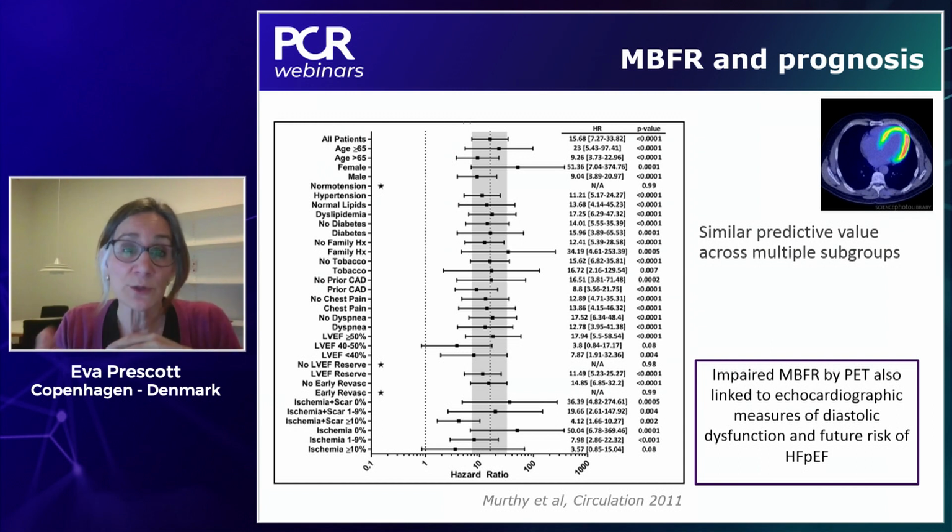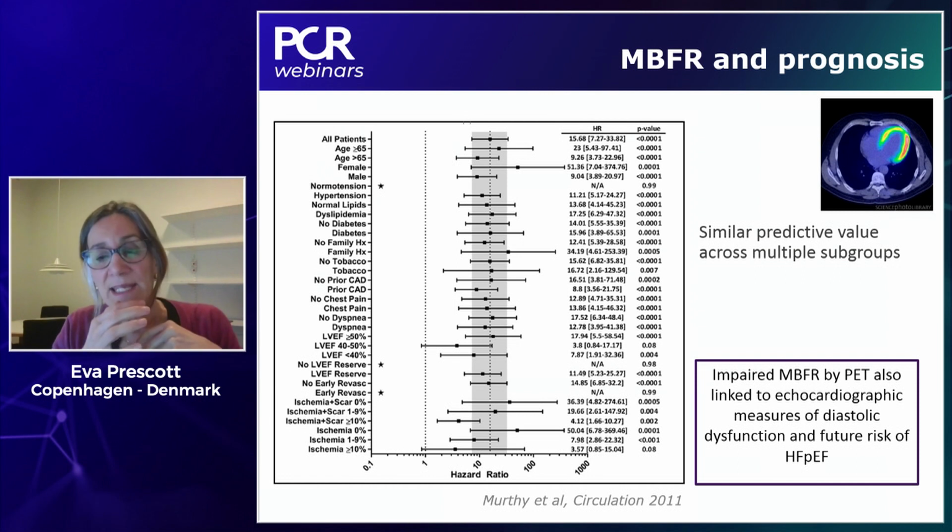And interestingly, as you've been discussing the structural cause of the microvascular dysfunction, that group was also able to link impaired myocardial blood flow reserve to echocardiographic indices of diastolic dysfunction, and also prognostically to the future risk of HFpEF. So that's also a link between blood flow reserve and structural microvascular dysfunction.